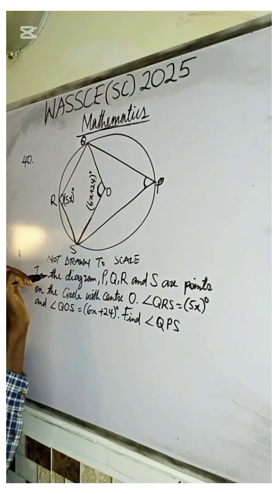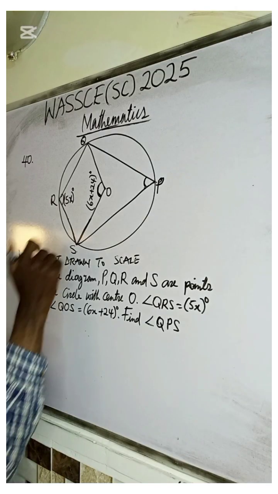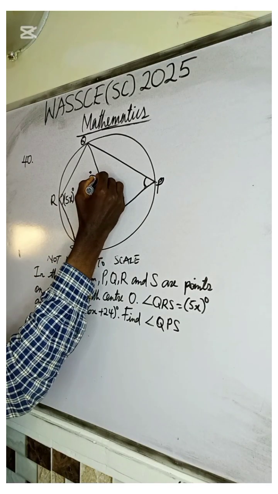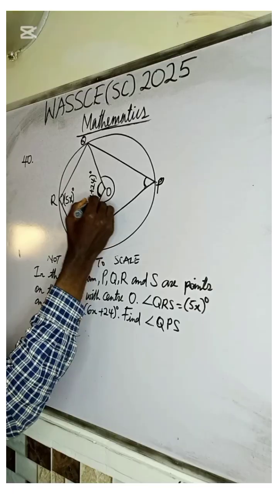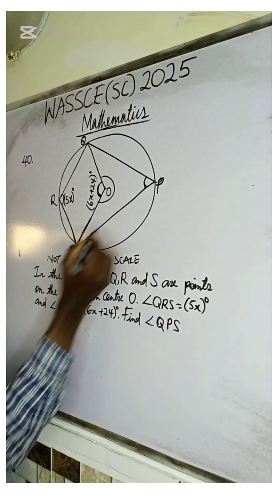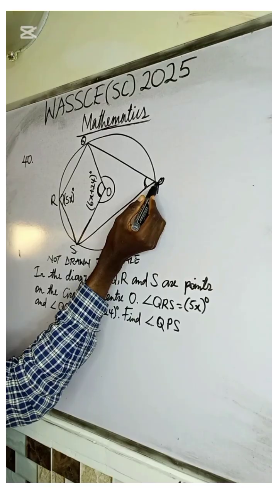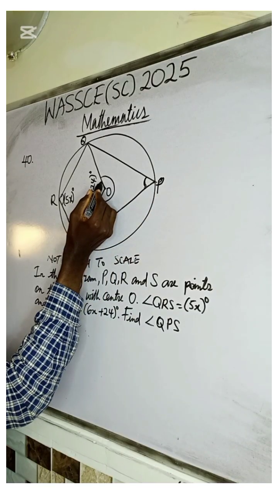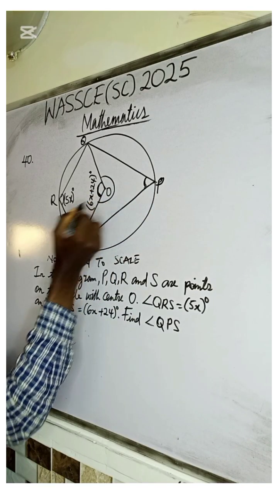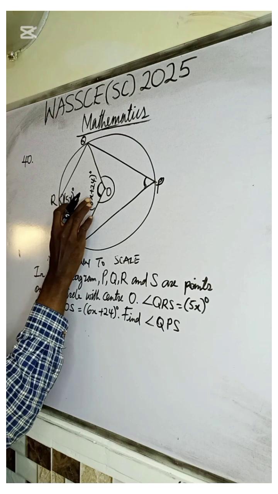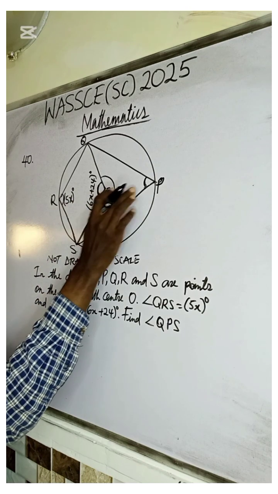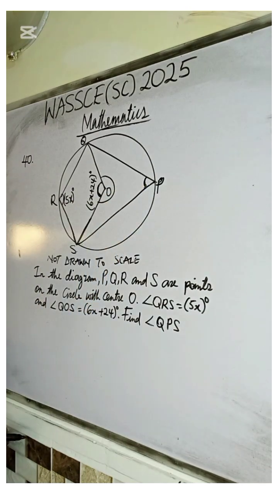Angle at the center, we have two angles at the center. This angle and this other angle. So you look at the direction. They must be facing the same direction. Angle at P is facing the same direction as this angle. So we can use that and say angle at the center is twice angle at the circumference.